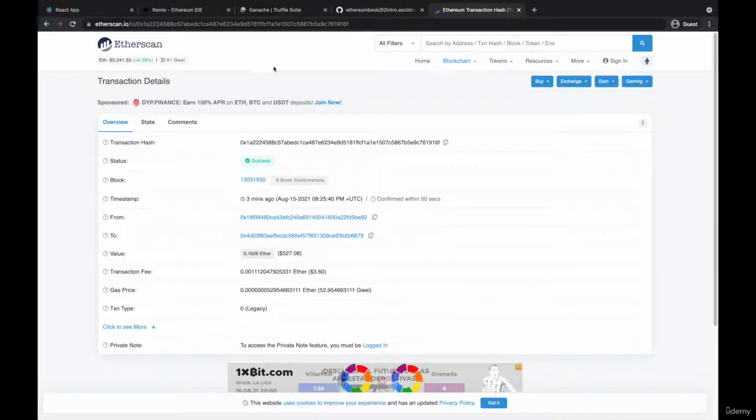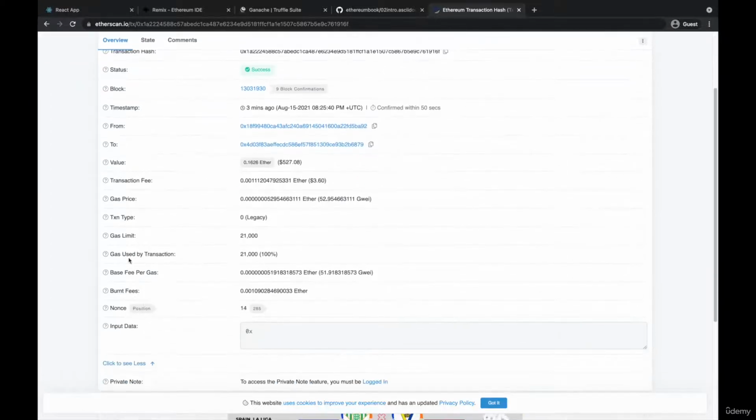I will also include the transaction in the resources so you can access it. Or actually, that doesn't really matter. You can just access any transaction where it's basically sending Ether from address to address, and that's it. Okay, so we can inspect here. I will open here. You can see the gas used by the transaction is 21,000. That's the standardized 21,000 gas for a transaction.